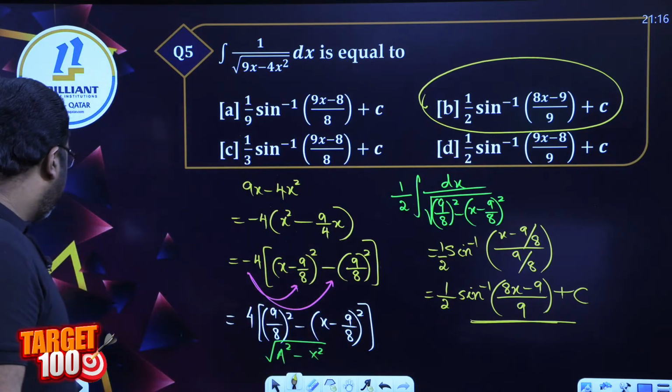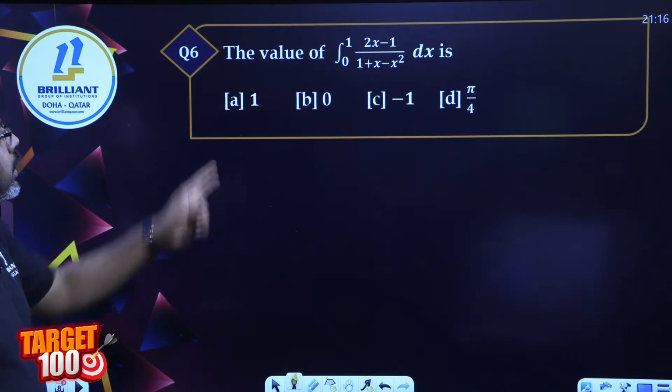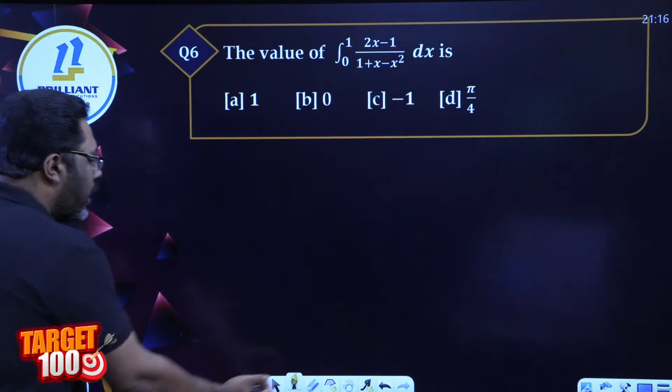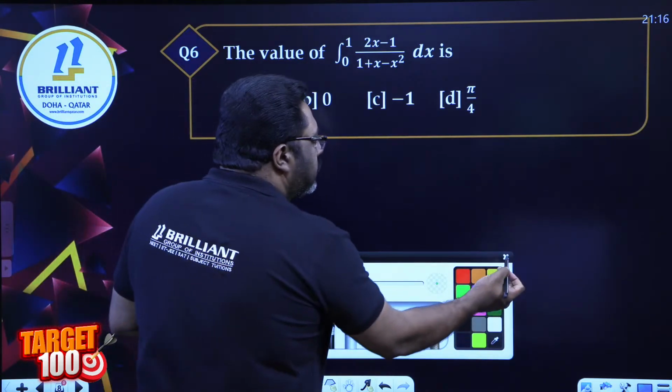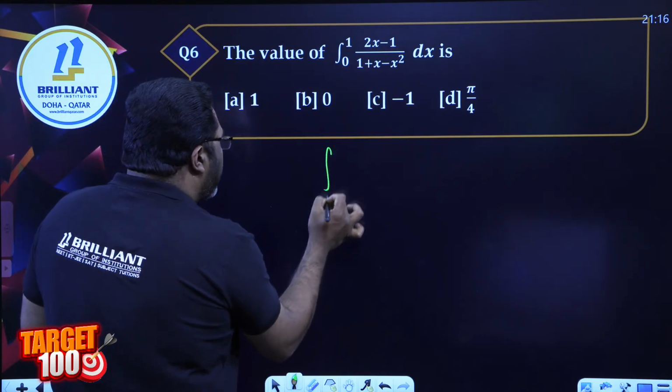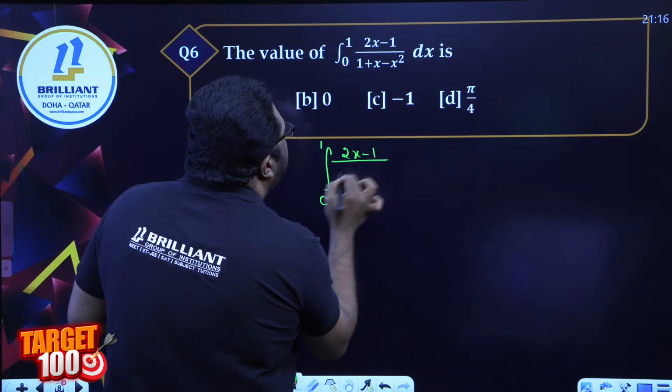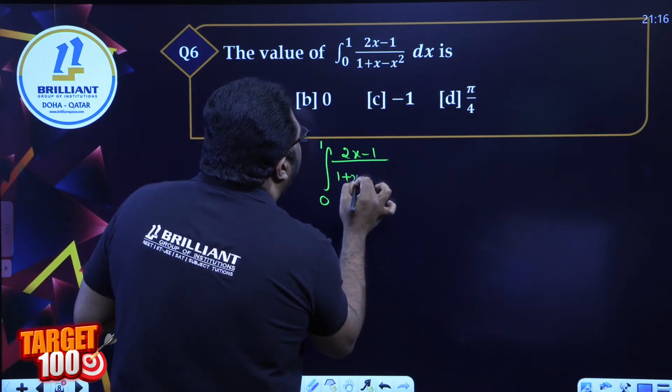Okay? Fine. Question 6. Find the value of the integral from 0 to 1 of 2x minus 1. It's a definite integral question. I want everybody to take a close look at it. It's a 1 mark question. So don't think you're going to do it with linear by quadratic, okay?